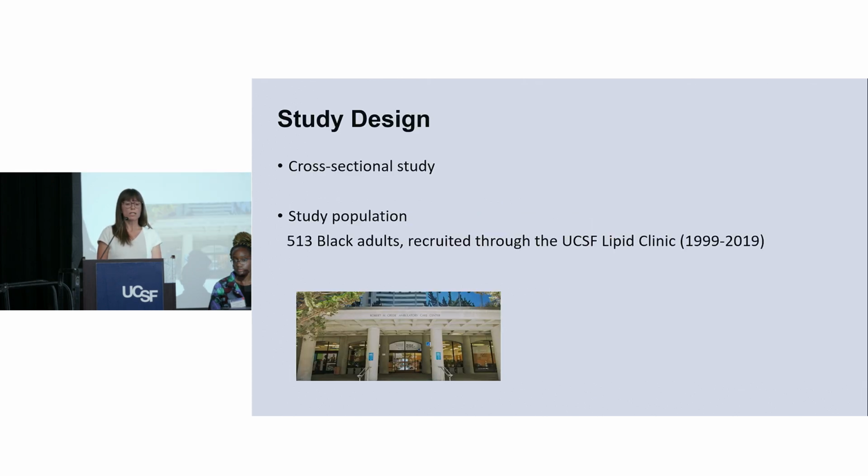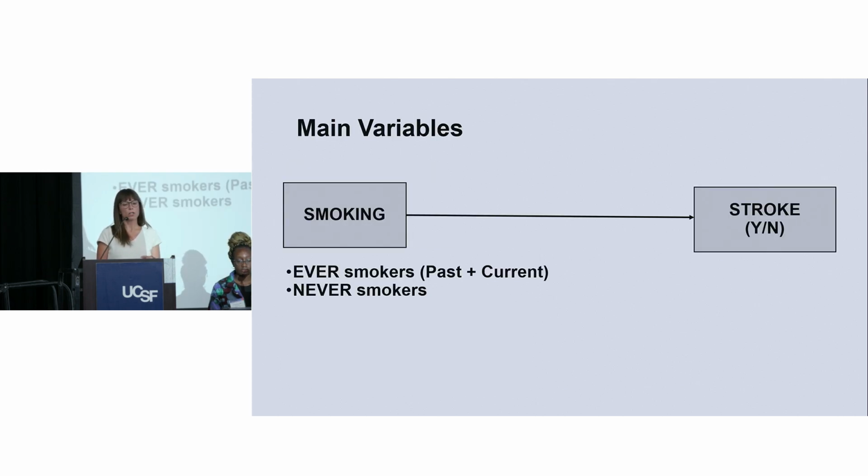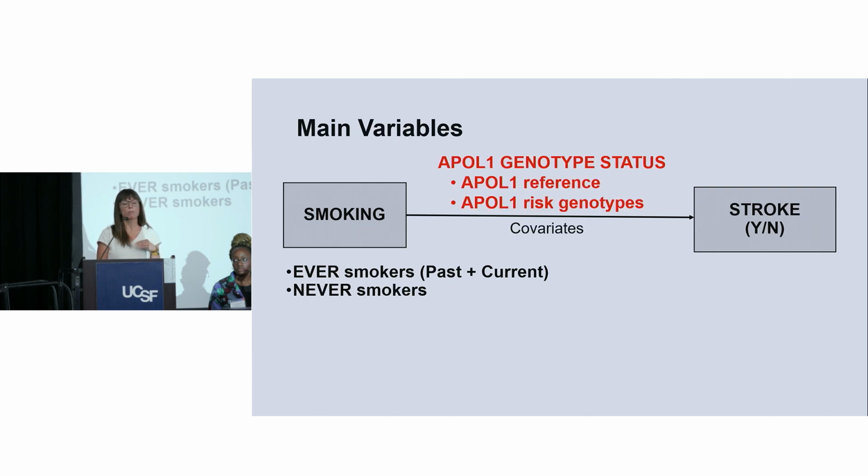In order to answer this, we conducted a cross-sectional study on 513 Black adults that were recruited through the UCSF Lipid Clinic over 20 years. And here we wanted to answer the question, what is the association between smoking, where smokers were defined as ever smokers, meaning current and past smokers combined, and never smokers, and how it relates to stroke, so having history of stroke, yes or no, and whether this is modified by the presence of these APOL1 genetic variants.